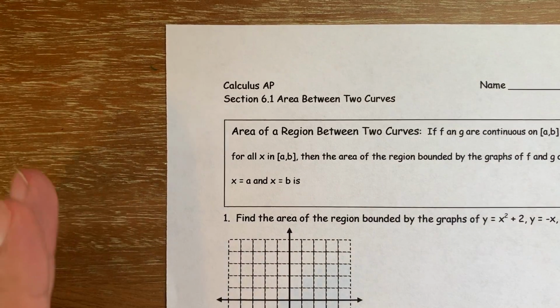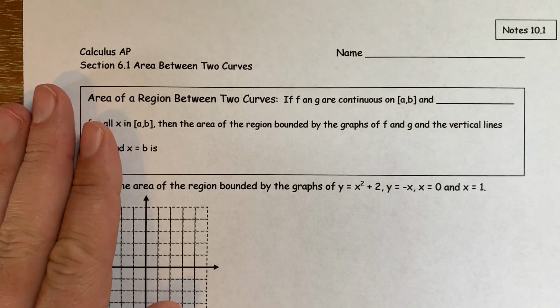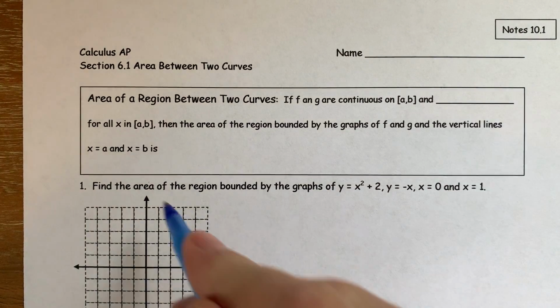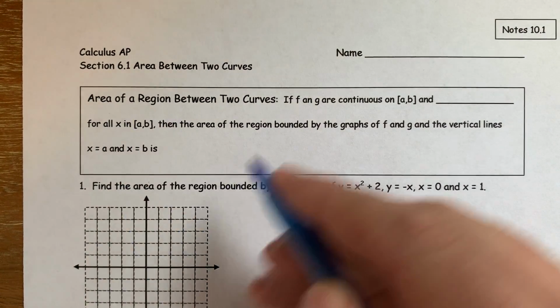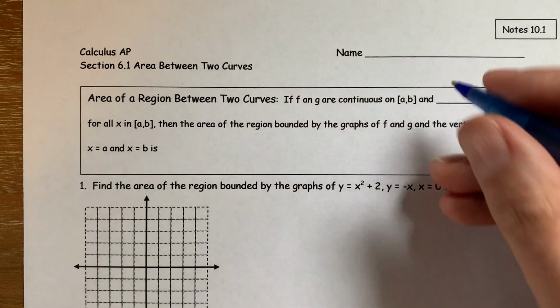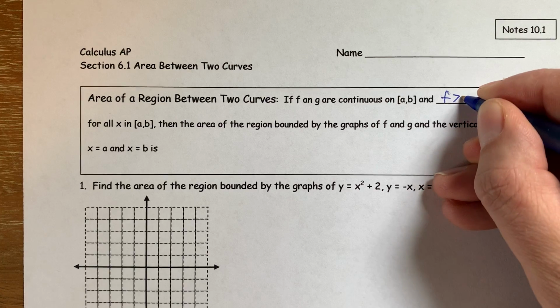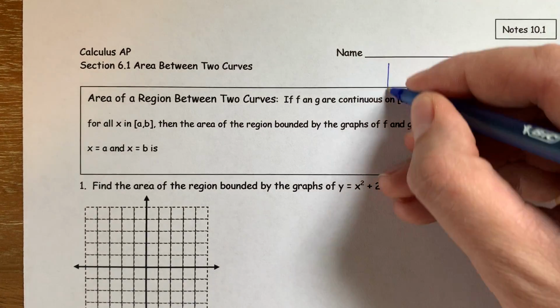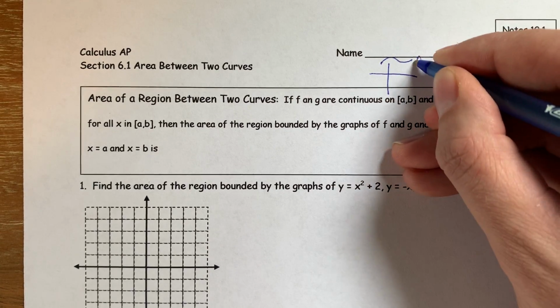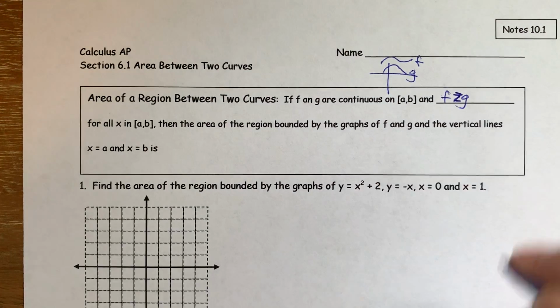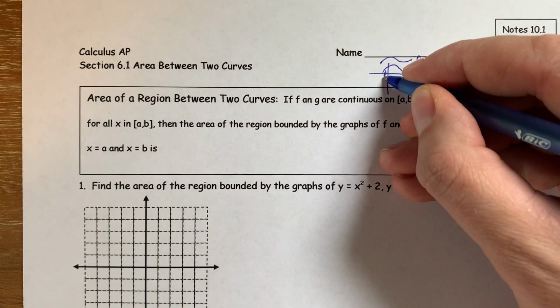So let's move on to our notes today. And this is our second to last unit of the year. We're going to be dealing with areas and volumes. And so the area of a region between two curves, if f and g are continuous, and let's say that f is above g, let's say greater than or equal to g. So you've got some picture where there's a function f that is above another function g, okay, for all x between a and b.